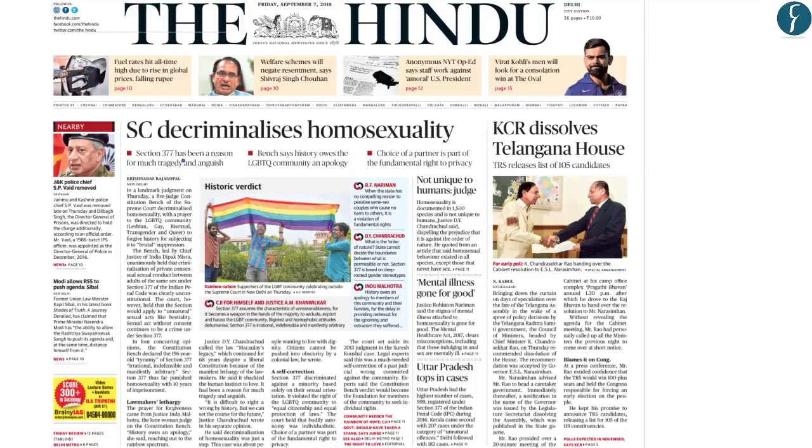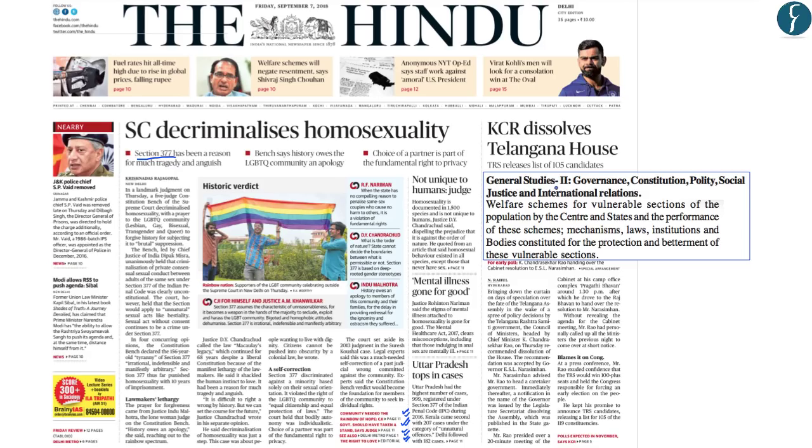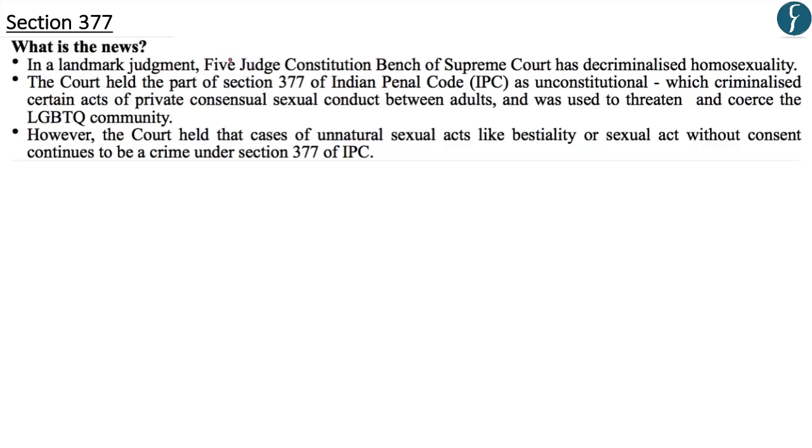The other news we would be analyzing from the first page would be section 377. This news has been carried forward on page 11, the editorial page, page 3, and also includes the lead editorial. We would be analyzing these news from the perspective of GS Paper 2 within the section Social Justice and within the subsection Protection and Betterment of Vulnerable Section. Now what has happened is a 5-judge constitution bench of the Supreme Court has decriminalized homosexuality, wherein homosexuality means a sexual relationship between individuals of the same sex or the same gender.